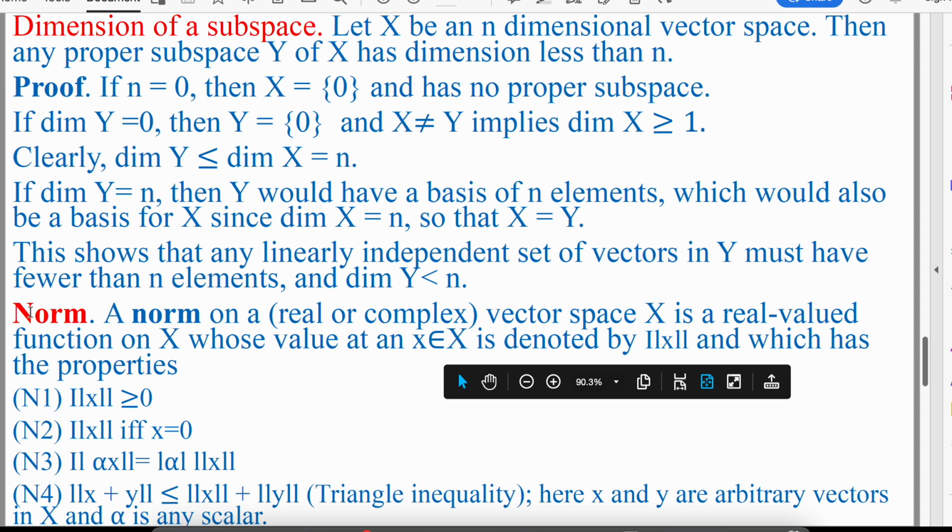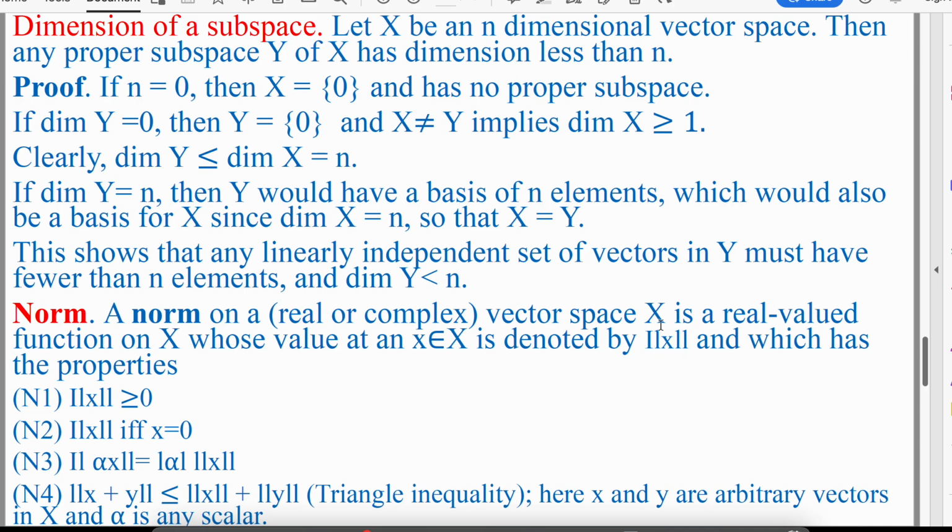Now how do we define a norm? A norm on a vector space X is a real valued function on X whose value at x belonging to X is denoted by norm of x. We write it like this: two lines on this side, two lines on this side, and we call it norm x.